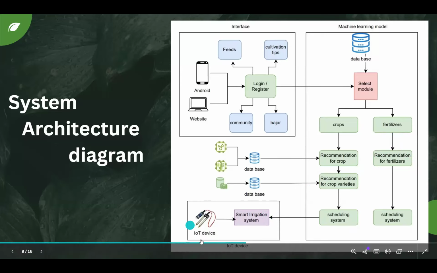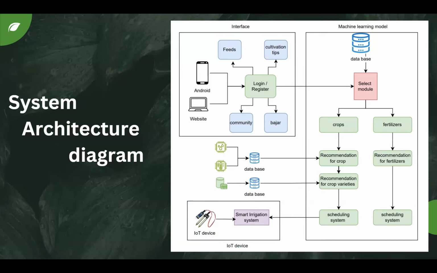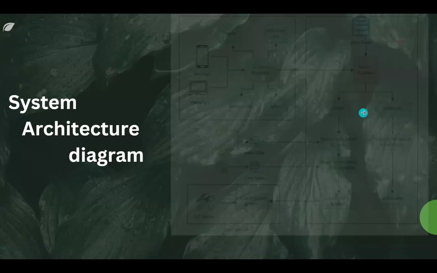And we have added one more premium system. Actually, it is based on an IoT device. On the given data set, the IoT device will sprinkle the water according to soil moisture. So this is our project.